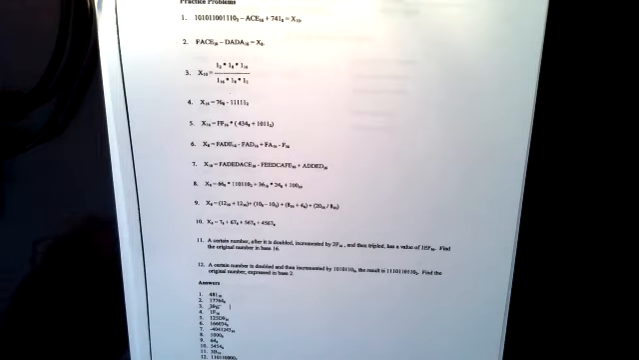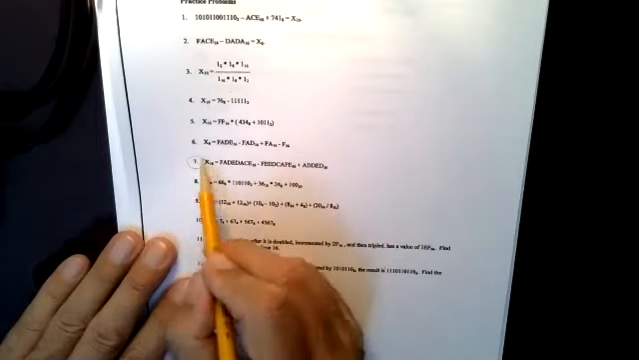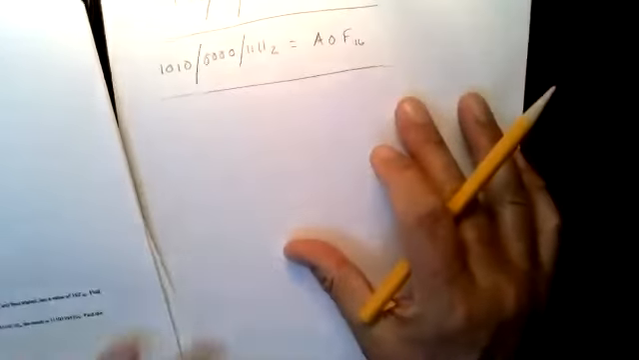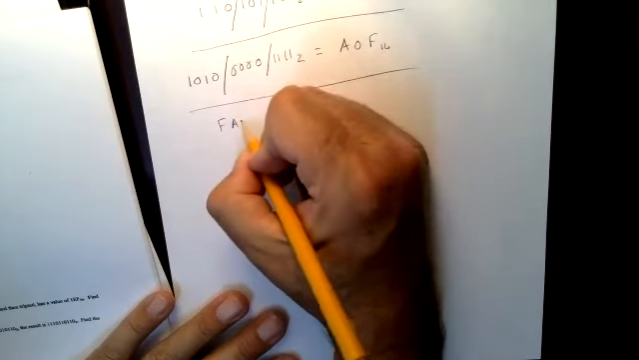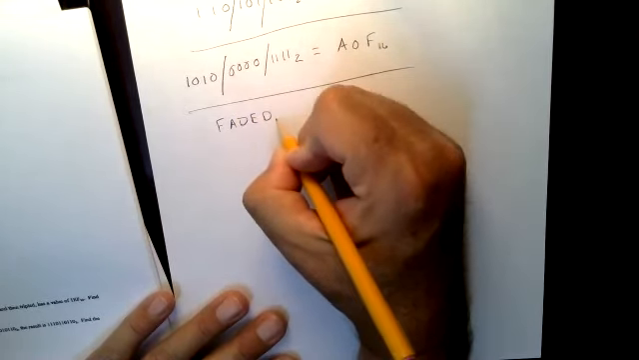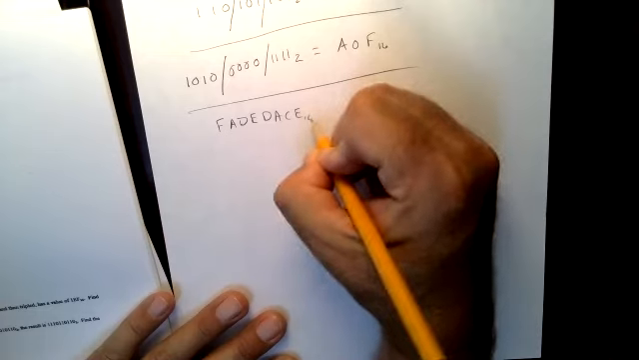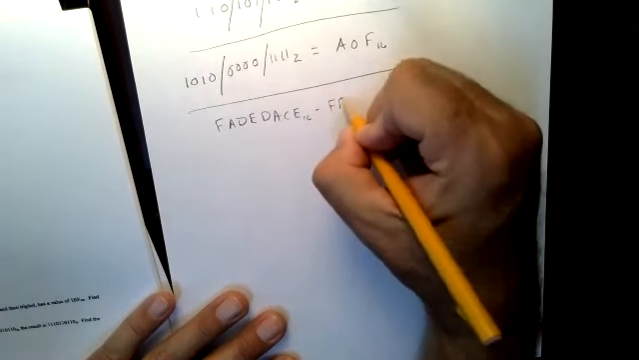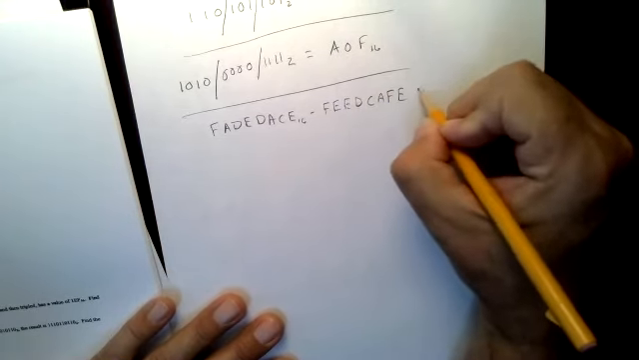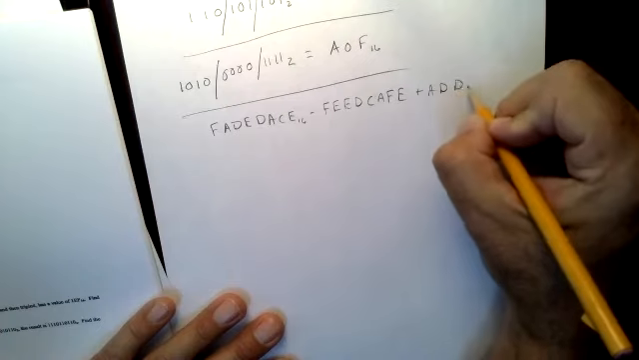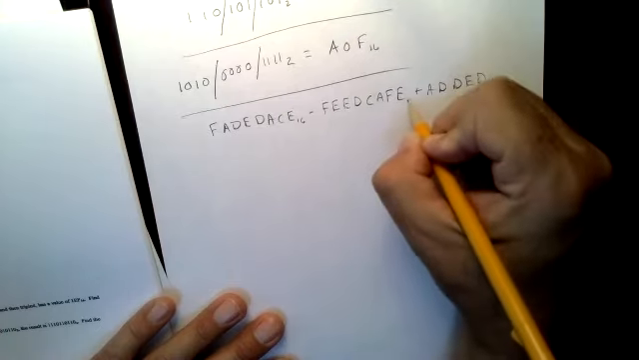7. I heard a 7. Okay. So I'm going to write it on some scratch paper so I can scratch away. Number 7 is F, A, D, E, D, A, C, E in base 16 minus F, E, E, D, C, A, F, E plus A, D, D, E, D, all in base 16.